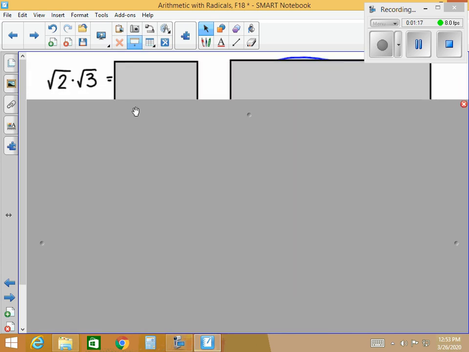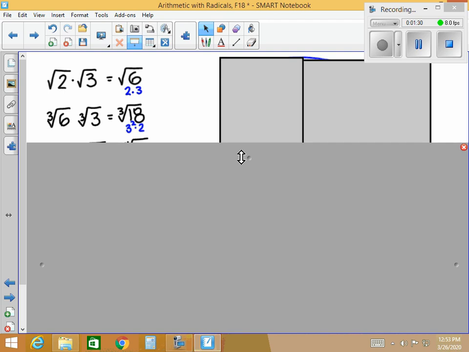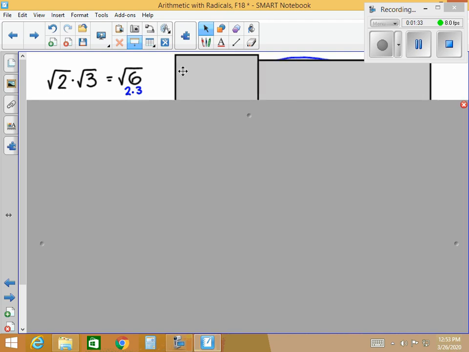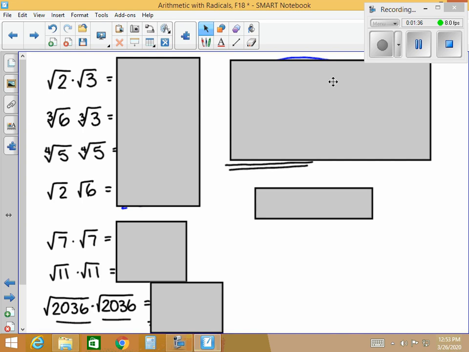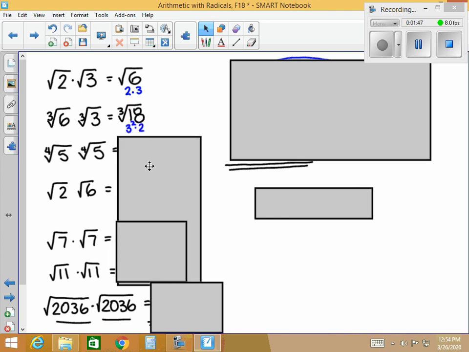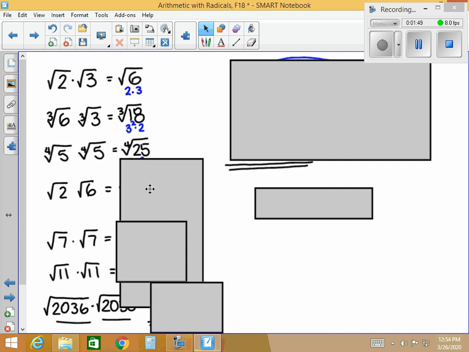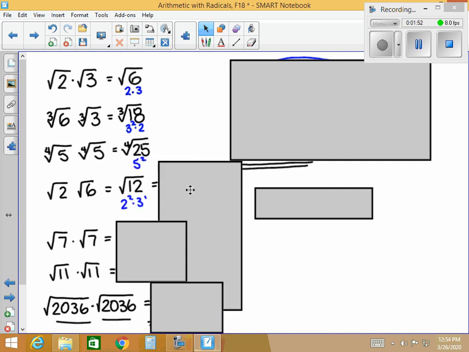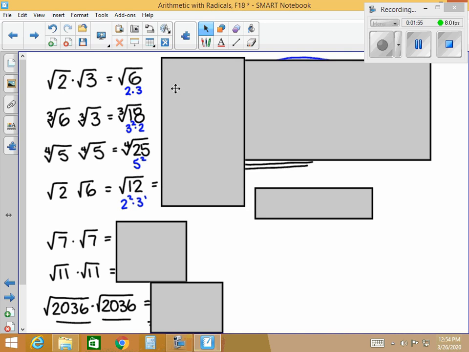Meaning if I want to multiply the square root of 2 times the square root of 3, I can do that by taking 2 times 3 and calling that the square root of 6. If I want to multiply the cube root of 6 times the cube root of 3, I can take 6 times 3 and get the cube root of 18. Or the fourth root of 5 times the fourth root of 5 is the fourth root of 25. Or the square root of 6 times the square root of 2 is the square root of 12.